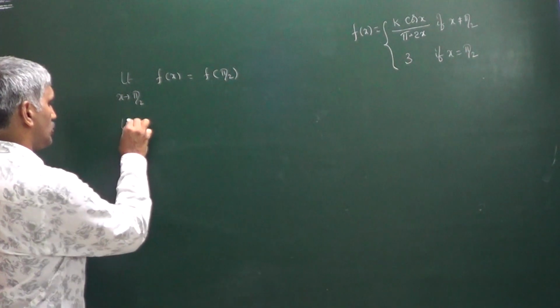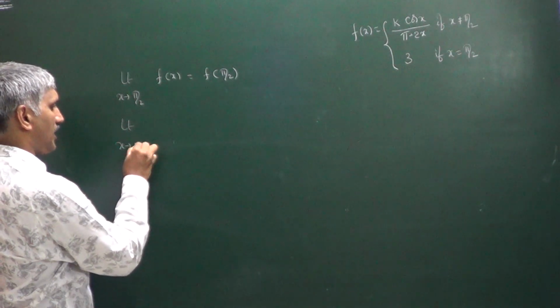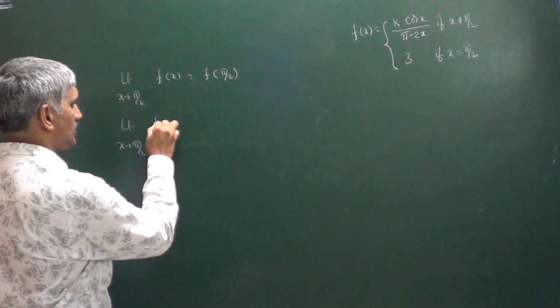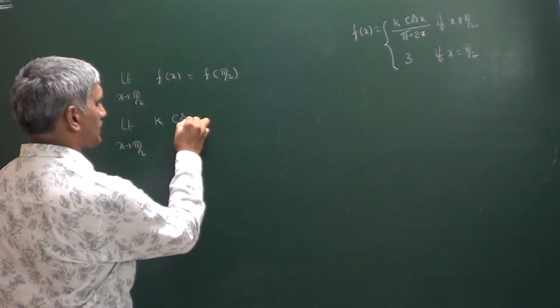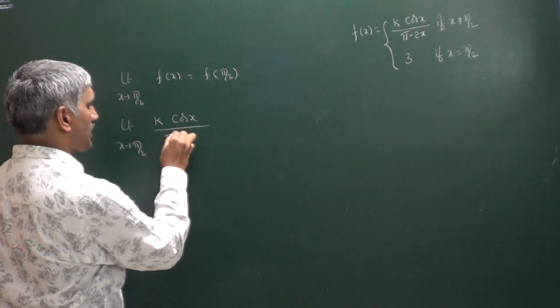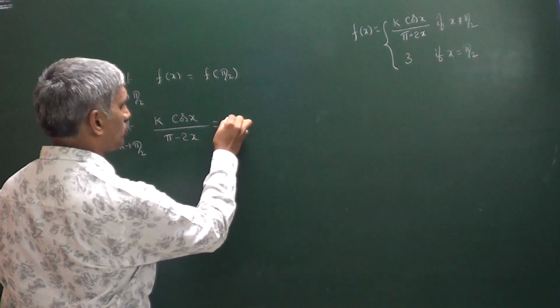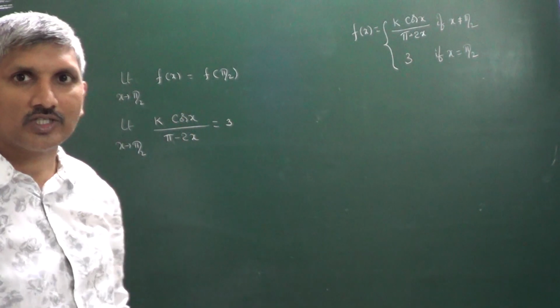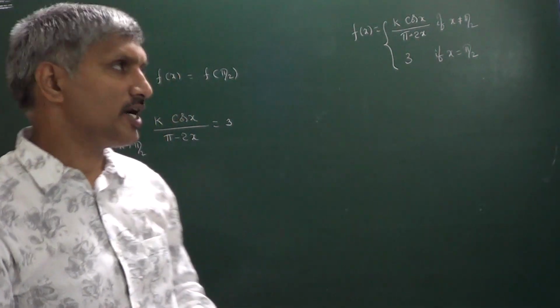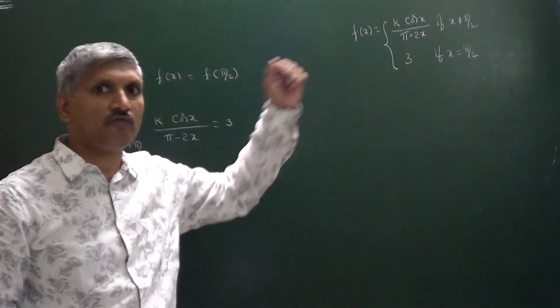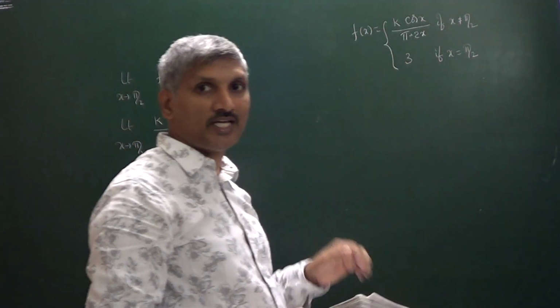So now I can write this as the limit as x tends to pi by 2 of f(x), which is given as k cos x divided by (pi - 2x). That must be equal to 3, because the function is continuous at x equals pi by 2. Continuous means the limit value must be equal to the functional value. The functional value is given as 3.